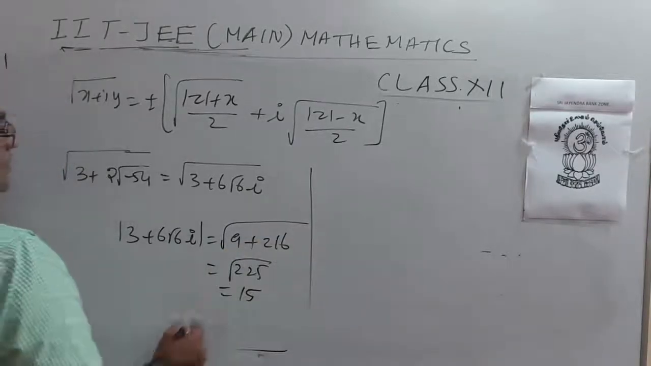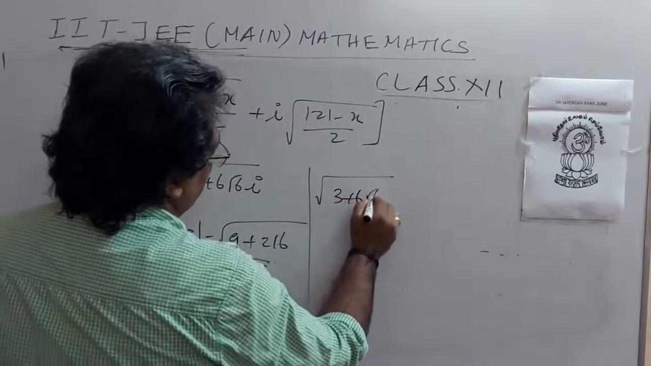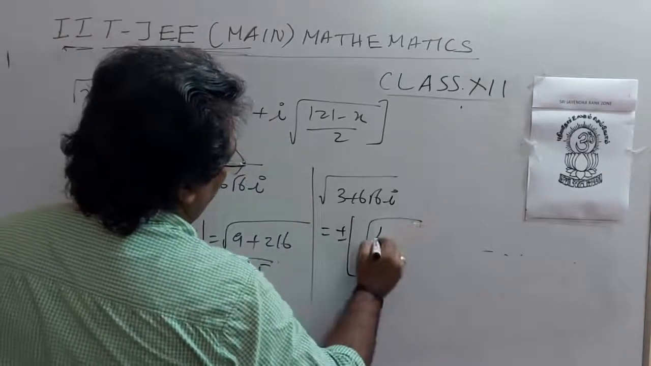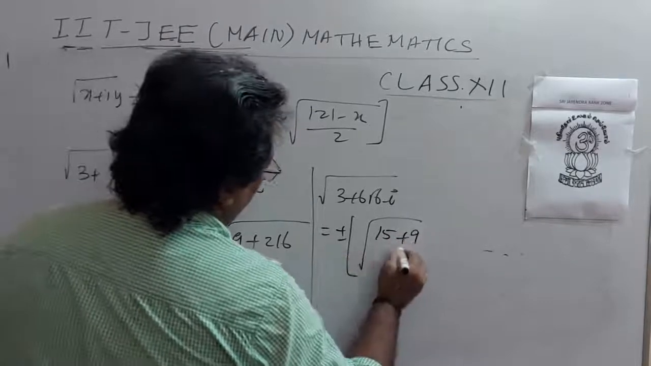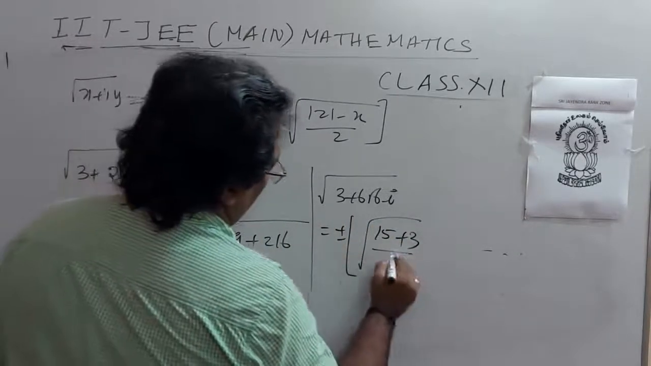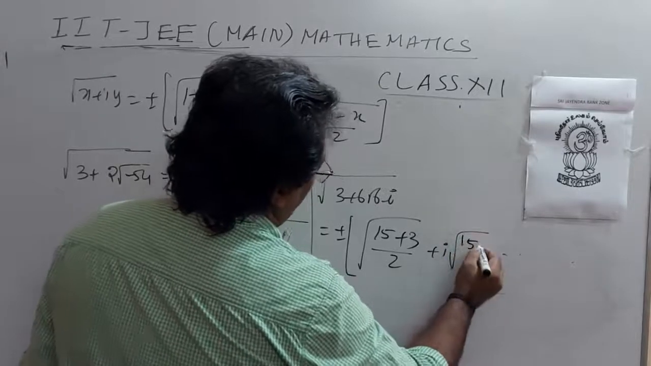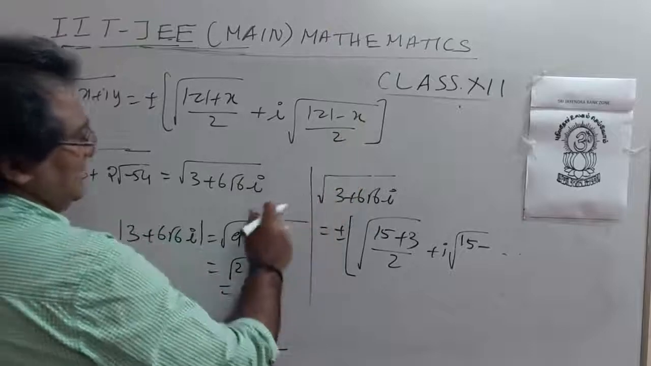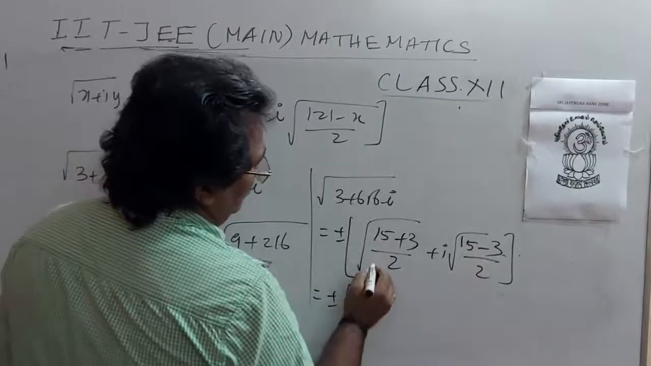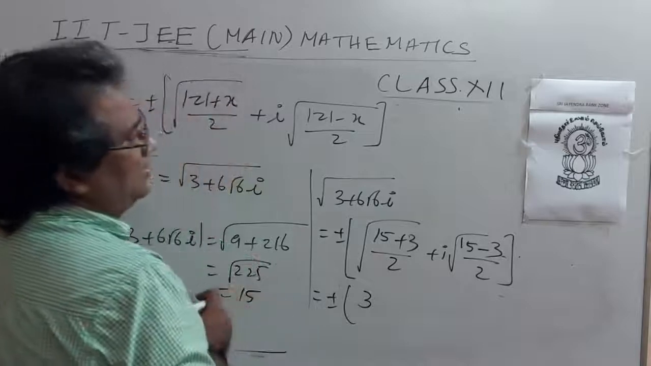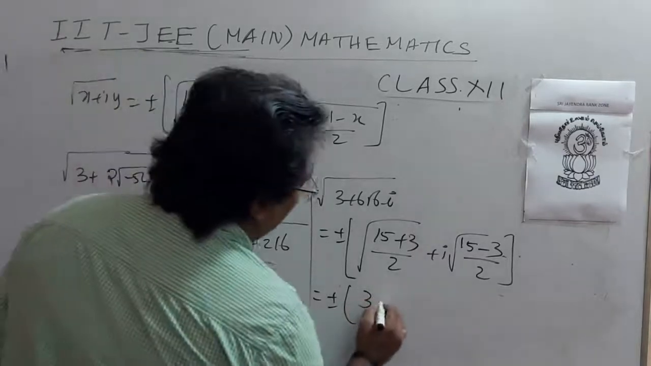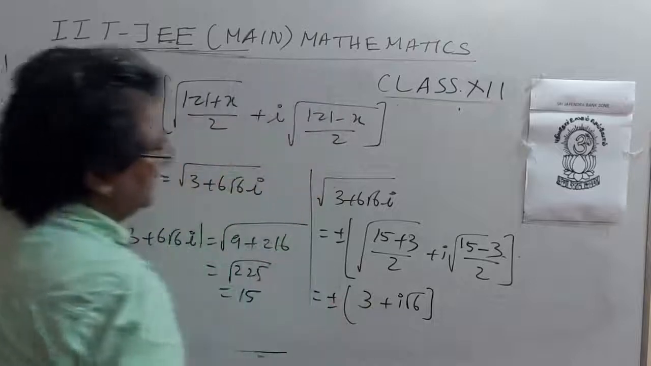Therefore, root of 3 plus 6 root 6 i equal to plus or minus root of (modulus z, that is 15, plus x, that is 3)/2, plus i into root of (15 minus 3)/2. 18 by 2, 9, root 9 equal to 3. 15 minus 3, 12. 12 by 2, 6. Plus i root 6.